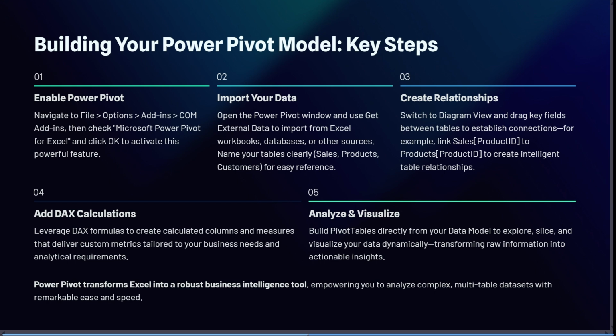Now open the Power Pivot window and use the Get External Data to import from Excel workbooks, databases, or any other sources you have. Now you need to name your tables. So this can be sales, products, customers, whatever it is that you need to name them.